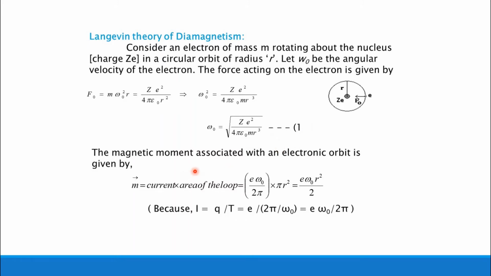The magnetic moment associated with an electron orbit is given by M equal to the product of current and area of the loop. For the current, I is equal to q by t, where q is the charge of the electron and t is equal to 2 pi by omega naught. Substituting this, and with area pi r square, this happens to be e omega naught r square by 2.